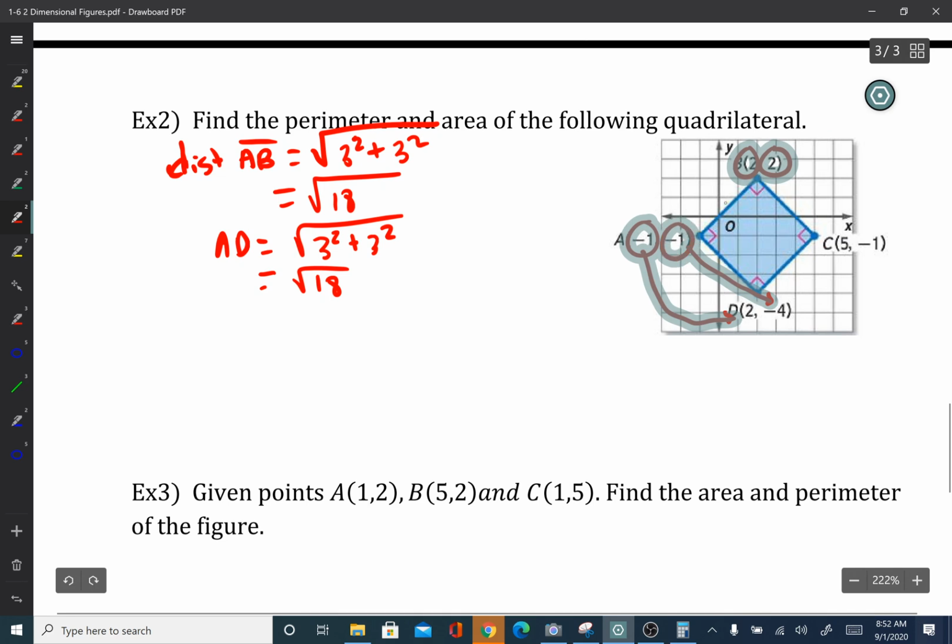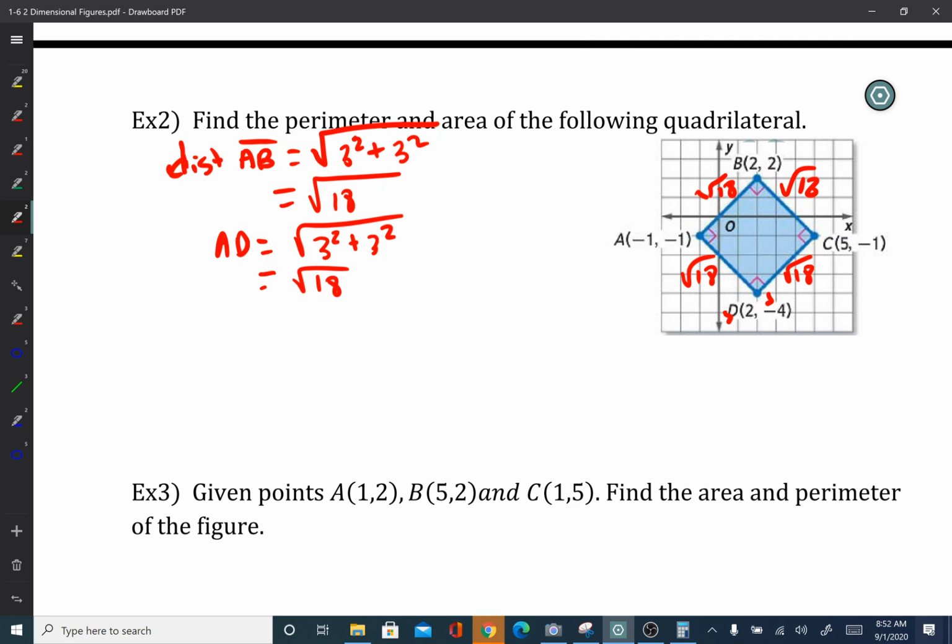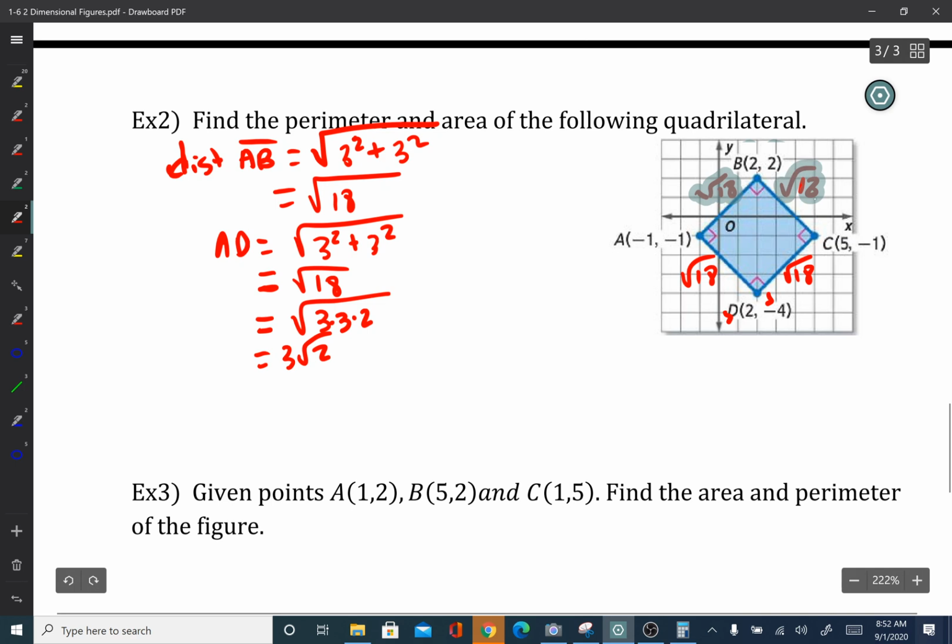So I'm going to erase all this. So this is root 18. This is root 18. This is root 18. This is root 18, right? If you want to be technical, root 18 is actually 3 times 3 times 2, so it's actually 3 root 2. If you want to get better with your answers, why don't we do that? Why don't we call this 3 root 2, because that's going to help us long term, right? So these are 3 root 2.